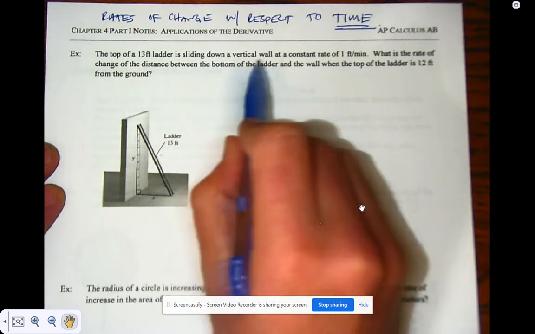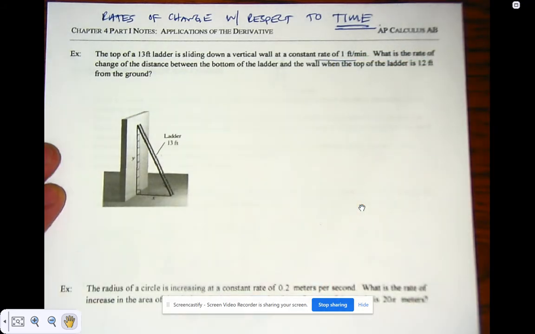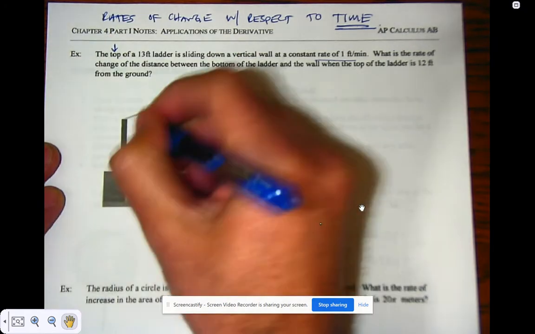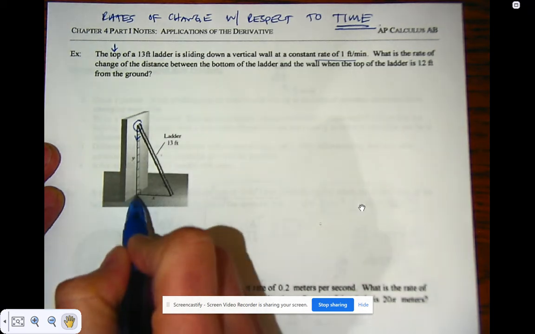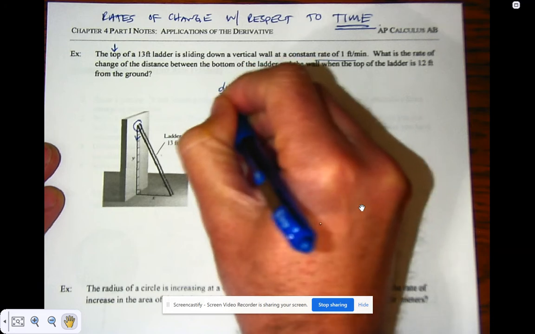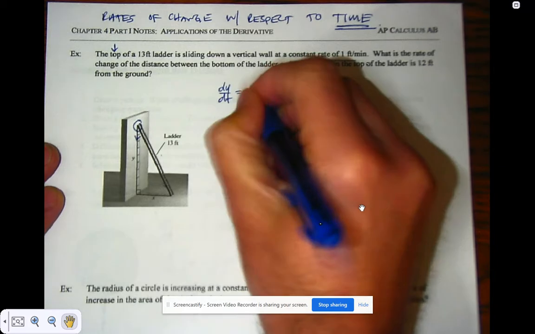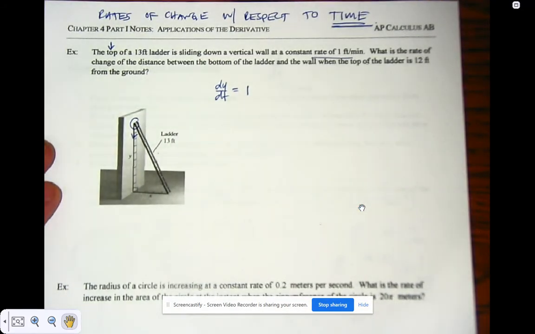And it's sliding down at a rate of 1 foot per minute. So you're supposed to translate the top. That's what we're going to translate. So if this is sliding down, y, the distance between the ground and the ladder tip, is changing. So dy/dt is equal to 1. Okay. Then it says, what is the rate of change of the distance between the bottom of the ladder and the wall when the top of the ladder is 12 feet from the ground?